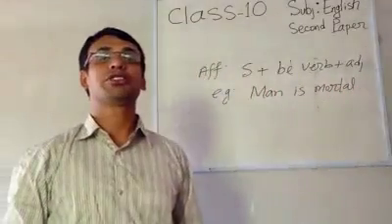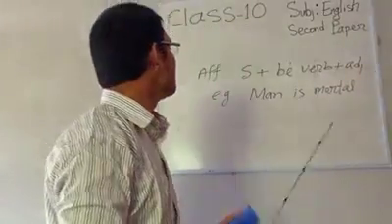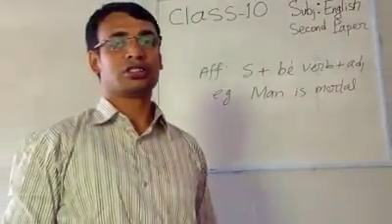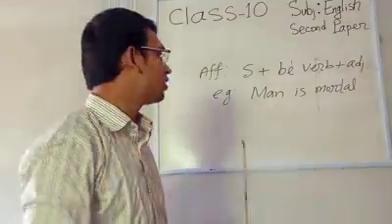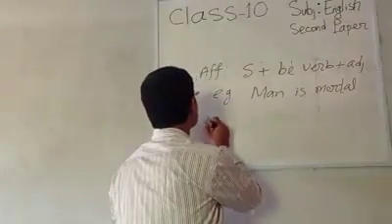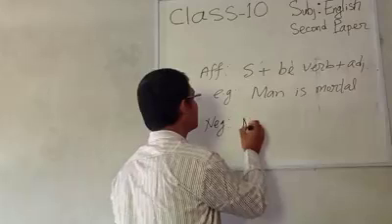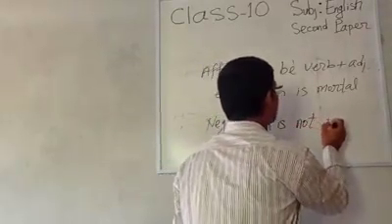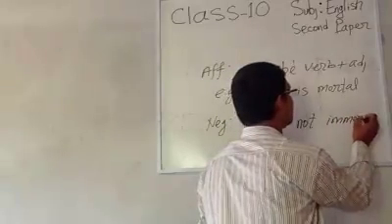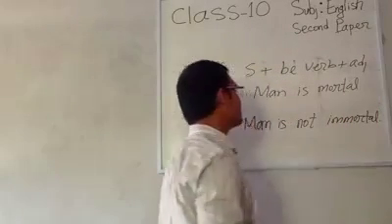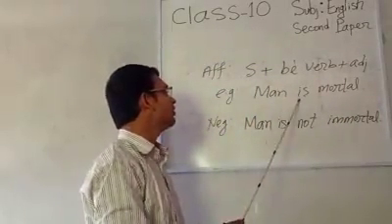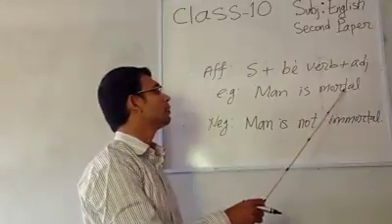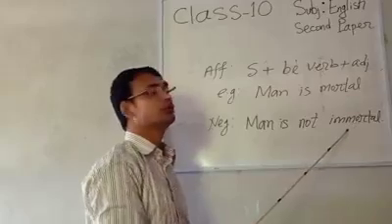Anyone can say, sometimes students may make a mistake here and say man is not mortal, only using not. So this is not correct. So what will be the correct sentence? The correct sentence will be, man is not immortal. Yes, I have used here after is, not, and the opposite word of mortal, and the opposite word of mortal is immortal.